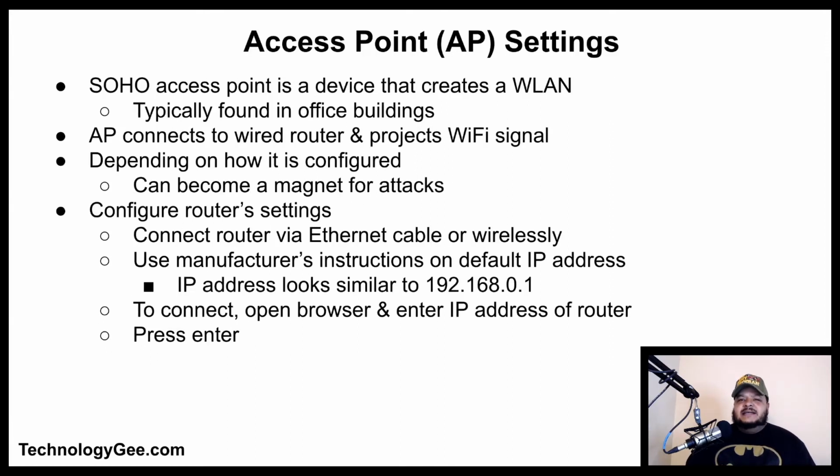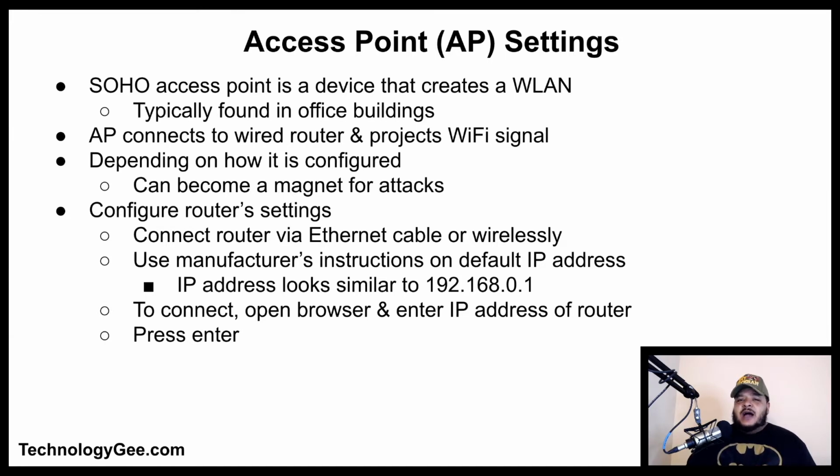A SOHO access point is a device that creates a wireless LAN, typically found in office buildings. An access point connects to a wired router and projects a Wi-Fi signal to a designated area to provide a secure way for users to access the internet and local network resources. Depending upon how the device is configured, it can also become a magnet for attacks.